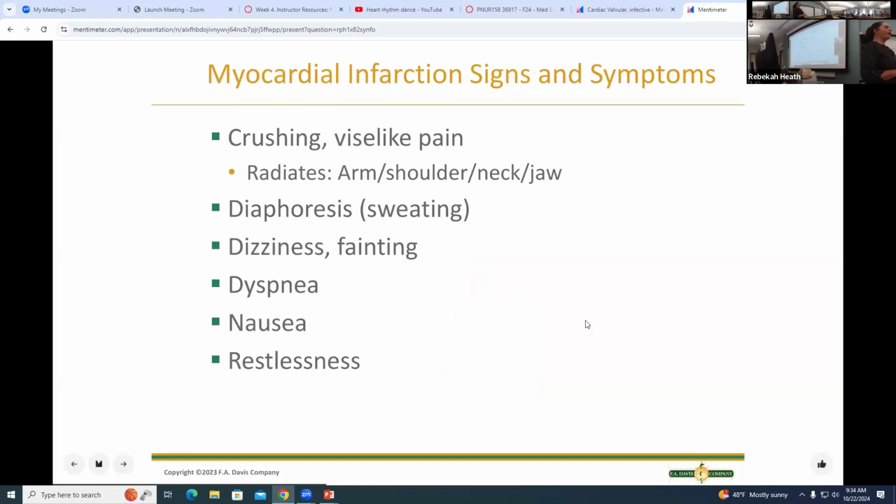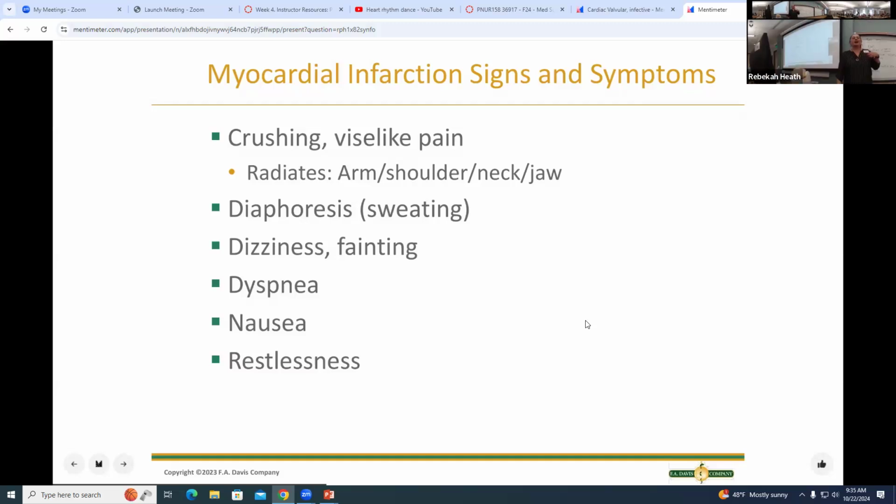We talked about how women will present differently than men, but typical symptoms, people say a crushing pain, meaning sometimes they'll say, I feel like an elephant is sitting on my chest, like this pressure. That's what crushing means. Vice-like, a vice is a tool that people use in woodworking, and it clamps down and gets tighter and tighter. That's what vice-like means: something is grabbing you and squeezing really hard.